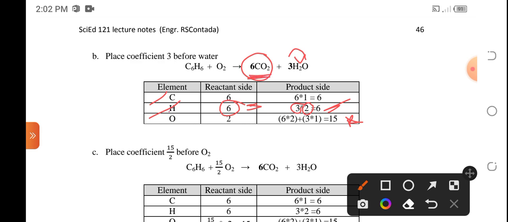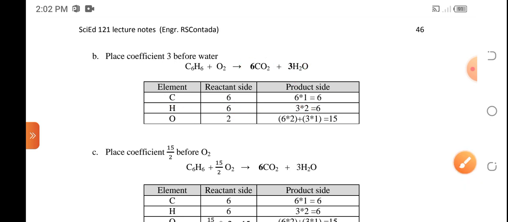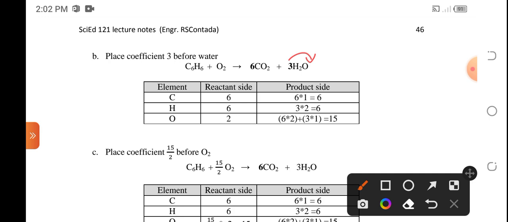Pagtingin natin sa carbon, ganun pa rin naman, 6. Hindi siya naapektuhan nung coefficient of 3 for water kasi wala namang carbon component dito. So still, carbon remains to be balanced. Hydrogen is now balanced. Okay? With the 3 coefficient, of course, the oxygen in the water could also be affected. So that 3 will be multiplied to the subscript of oxygen, so 3 times 1. Remember that 6 times 2 is from the oxygen in the carbon dioxide. So the total would be 15, because 6 times 2 is 12 plus 3 times 1 is 3.